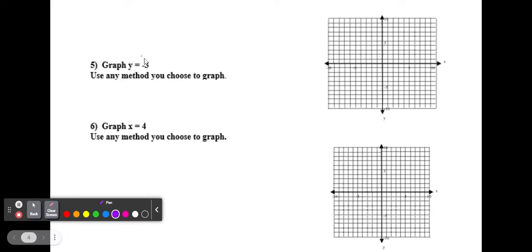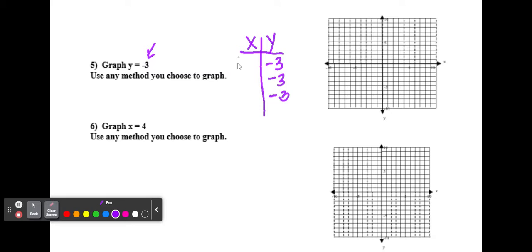Okay, so you had to graph y equals negative 3. Guys, this is a line. Y equals negative 3 is a line. And we said use any method you choose to graph because there's a lot of different ways you could have gone about this. To me, I picture this. Y always equals negative 3. No matter what x is, I can make x a 2, I can make x a 5, I can make it a negative 2. Whatever x is, y is always negative 3.